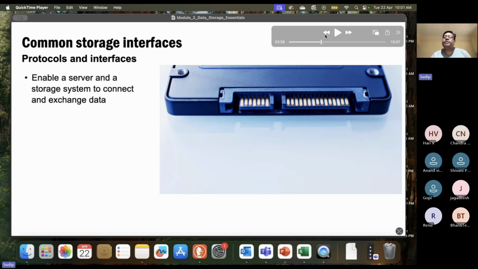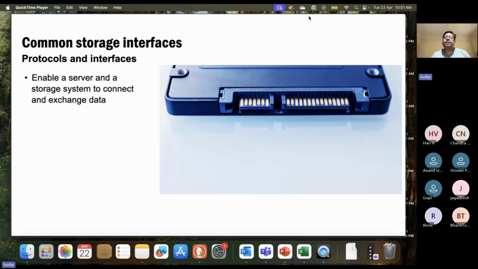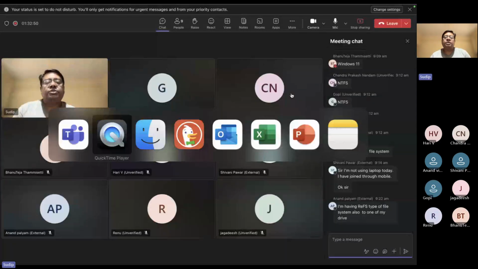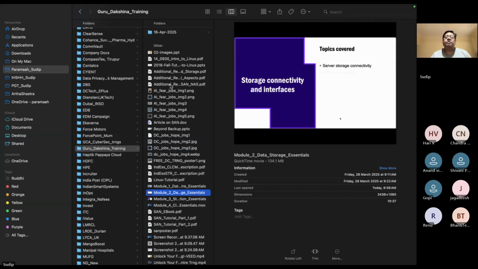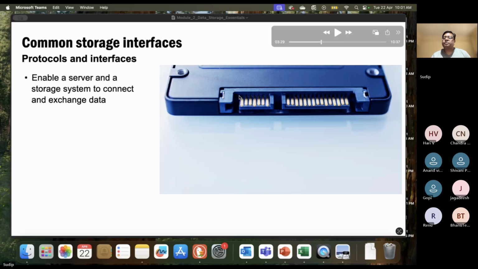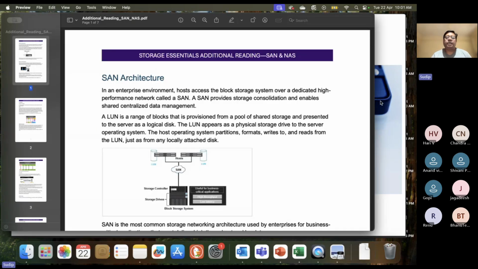All right. So before we say bye today, I'll quickly show the additional reading material that we were talking about, right?